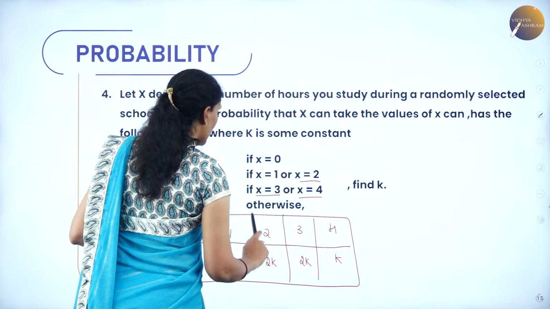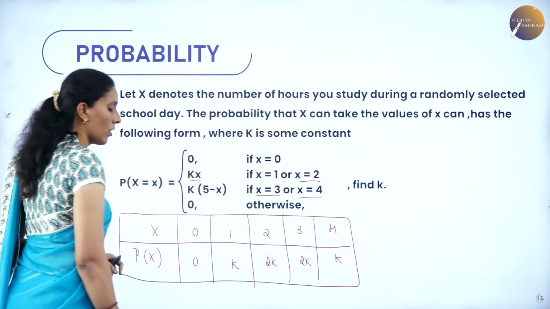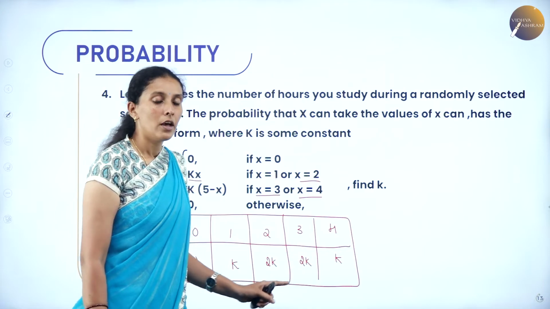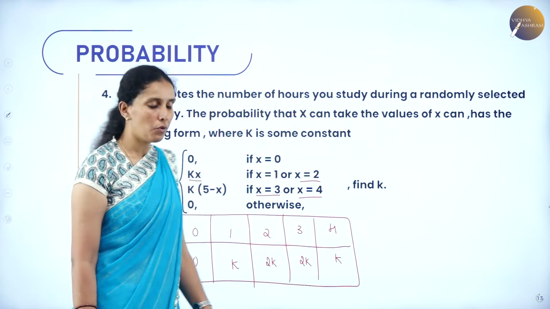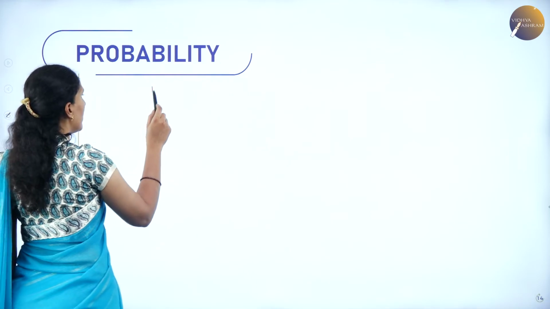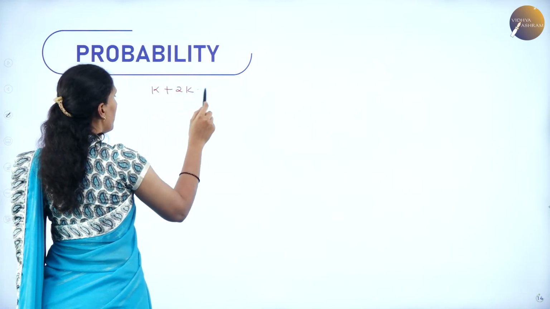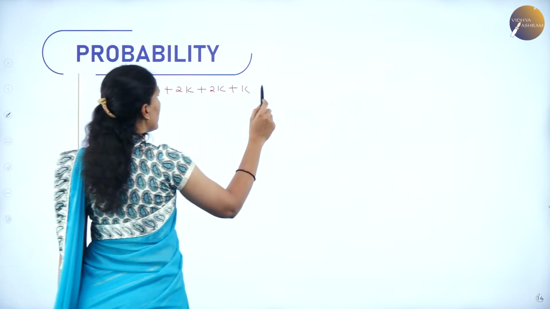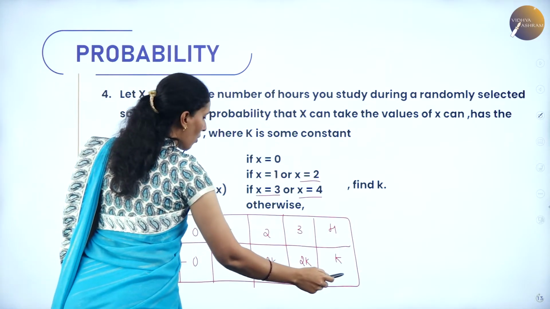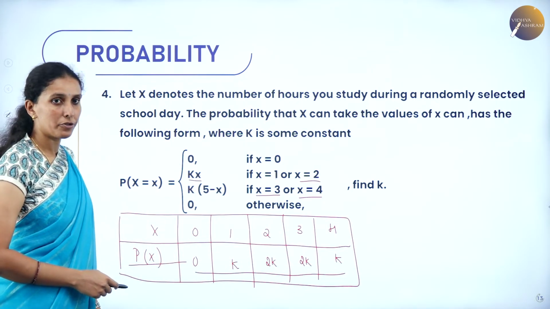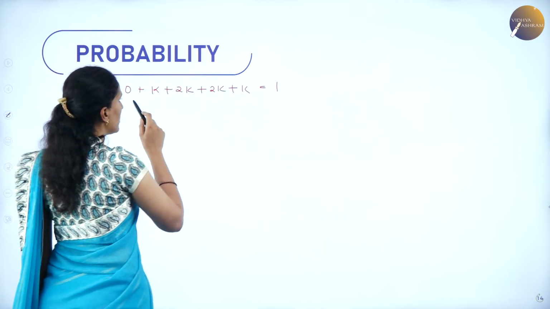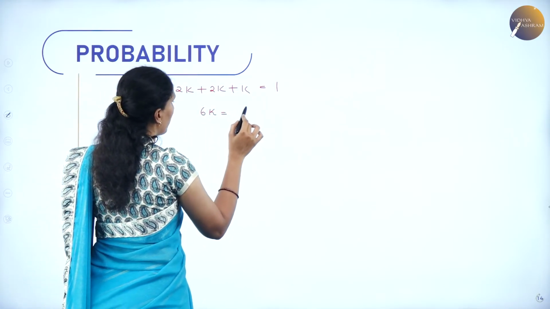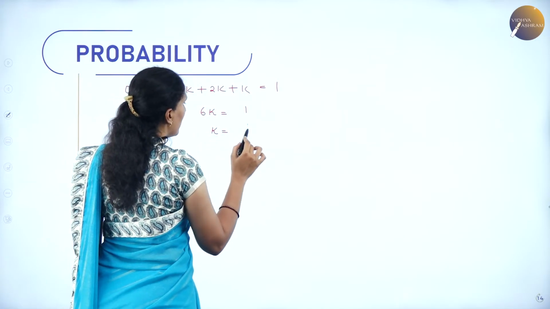Now I need to find the value of k. We know that the total sum of the probabilities in the probability distribution is equal to 1. Hence, I can write 0 plus k plus 2k plus 2k plus k is equal to 1, because when you add all the probabilities in the distribution, the value must be equal to 1. So when you add, you get 6k is equal to 1. Therefore the value of k is 1 divided by 6.